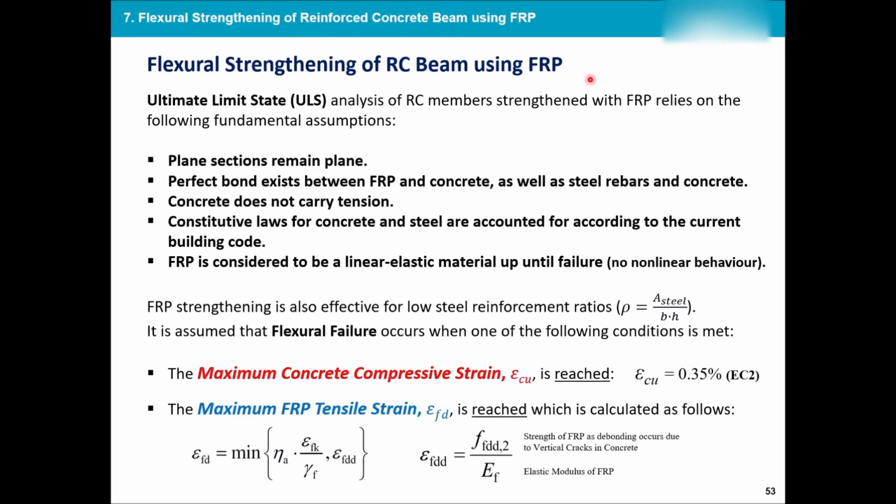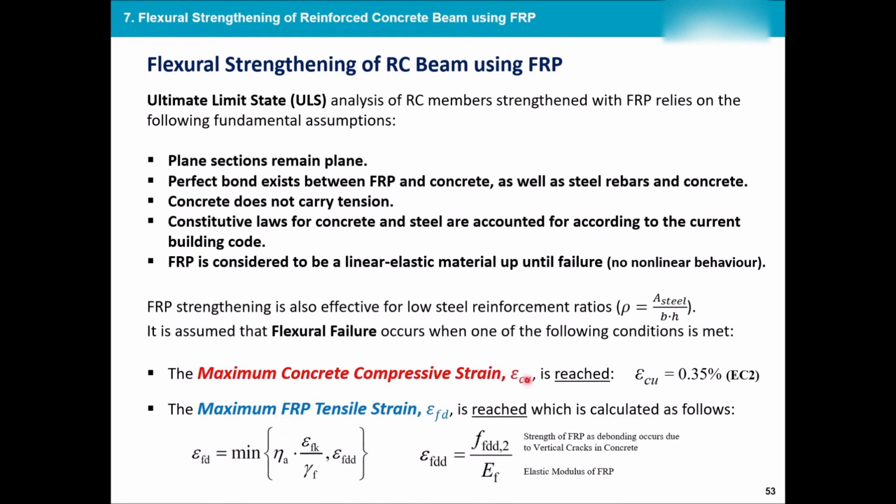Now, let's look at the calculation bits. Again, we have some simple assumptions that we always did in ultimate limit state. Hopefully you remember them. If not, please read these. These are not related to this course that much. It's just the basis of designing a section. Now, two important factors is that the flexural failure occurs when one of the following conditions is met. So either this case or this case, I will have a flexural failure in my concrete.